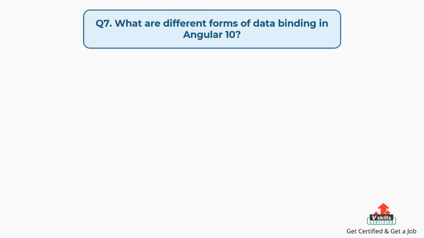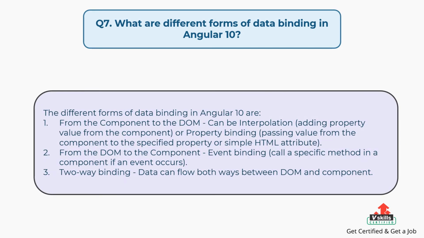Question number 7. What are different forms of data binding in Angular 10? The answer is the different forms of data binding in Angular 10 are: first, from the component to the DOM, can be interpolation, adding property value from the component, or property binding, passing value from the component to the specified property or simple HTML attribute. Second, from the DOM to the component, event binding, call a specific method in a component if an event occurs. Third, two-way binding, data can flow both ways between DOM and component.